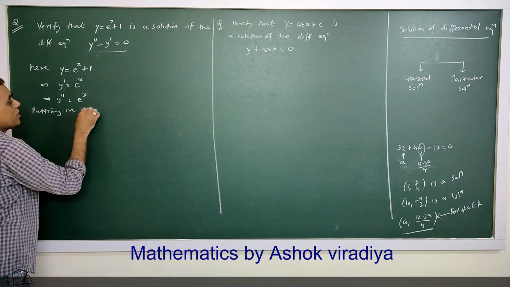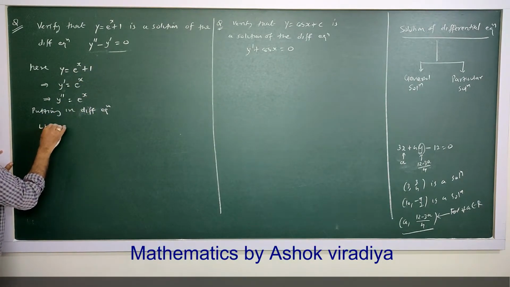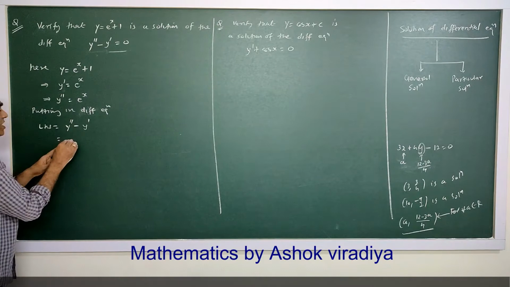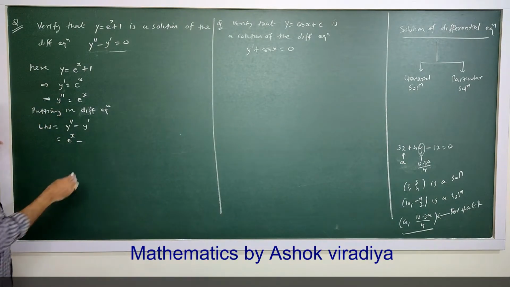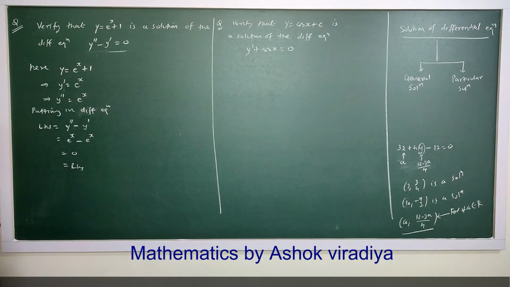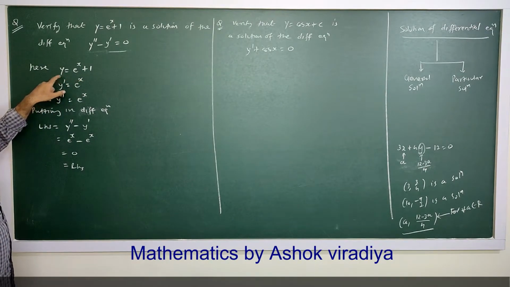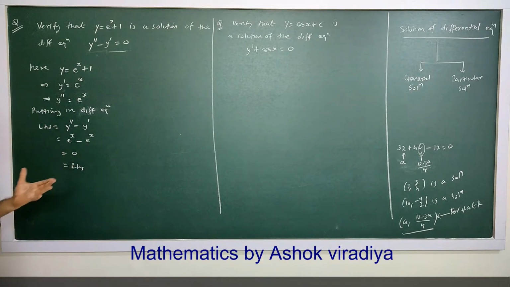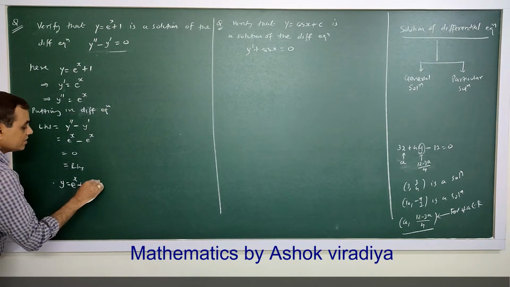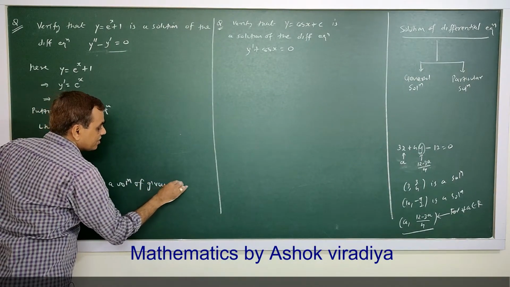in the differential equation, this is the differential equation. LHS is y double dash minus y dash. y double dash is e raised to x minus y dash is e raised to x. So it is 0. So LHS equal to RHS. That means this equation satisfies the given differential equation. Therefore y equal to e raised to x plus 1 is a solution of the given differential equation.